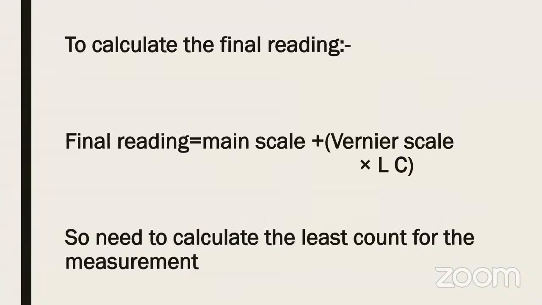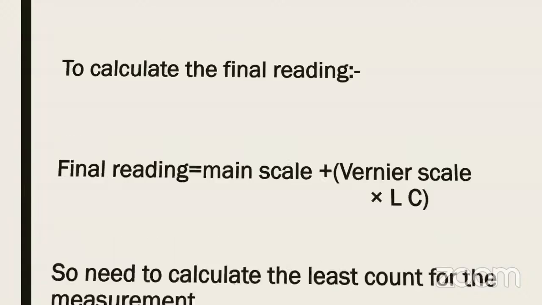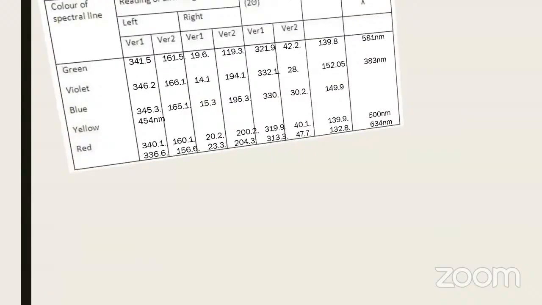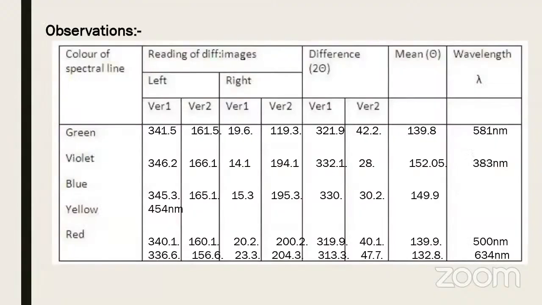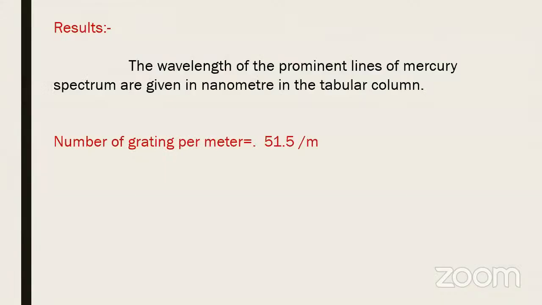To calculate the final reading: main scale reading plus vernier scale reading into the least count. So we need to calculate the least count for the measurement. For the observation table, we record these observations. The final result is the wavelengths of the prominent lines of the mercury spectrum, given in nanometers in a tabular column. The number of grating lines per meter is 51.5. Thank you.